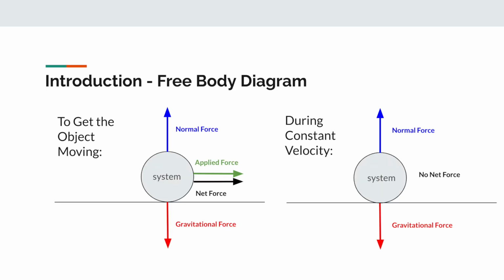Here's the free body diagram of the object. At the start, an applied force sets the object in motion. Once moving, the only forces are gravity and the normal force, which cancel out, leaving zero net force. According to Newton's first law, this means the object should continue moving at a constant velocity.